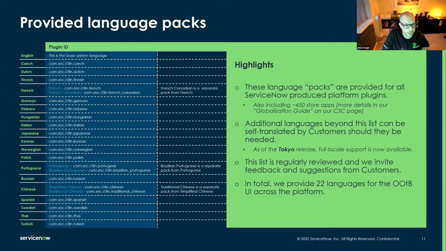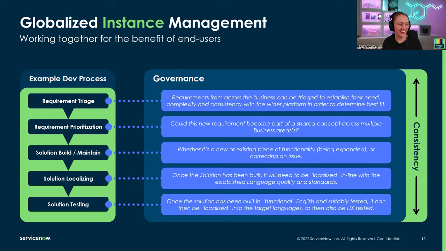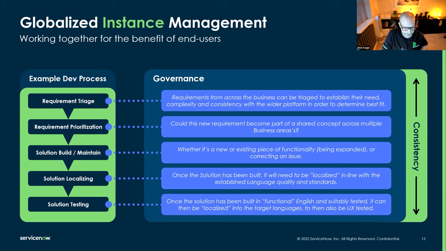So these are the language packs. I might as well go through them. So obviously English is the base system language. We do Czech, Dutch, Finnish, both versions of French, German, Hebrew, Hungarian, Italian, Japanese, Korean, Norwegian, Polish, Portuguese and Brazilian Portuguese, Russian, both variants of Chinese, Spanish, Swedish, Thai and Turkish. Now that's not to say you can't add more. You absolutely can. I spoke to a customer just last week and they've done 100 languages. But the idea here is to say, these are the translations we provide out of the box. 100, so wild to maintain. Yep. It's quite an achievement.